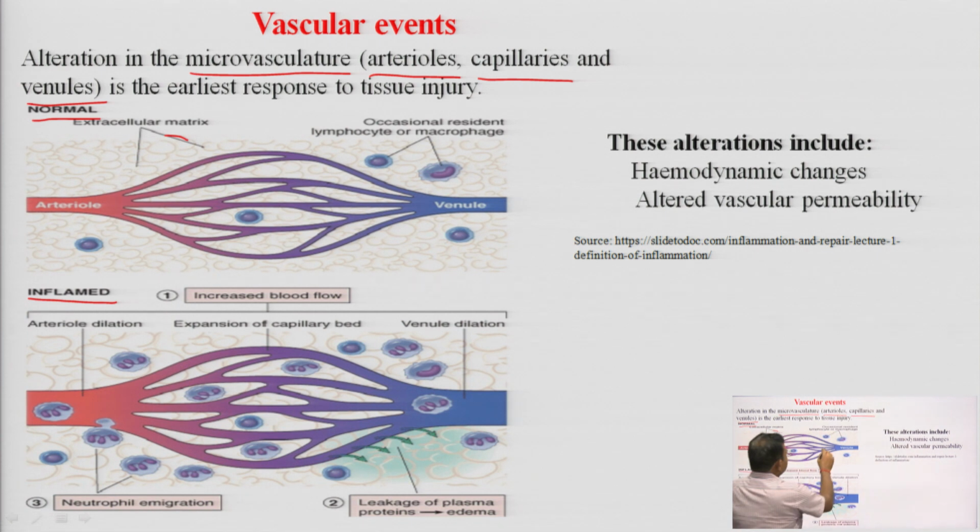Now, occasionally you can see a resident lymphocyte or macrophage, not very many. This is the venule, this is the arteriole. Blood is coming in, this is the capillary, and this is the venule, where it is going out. Now, come to the inflamed one.